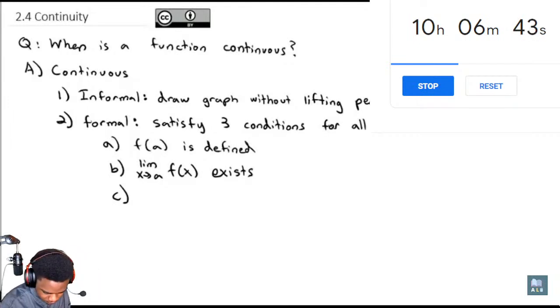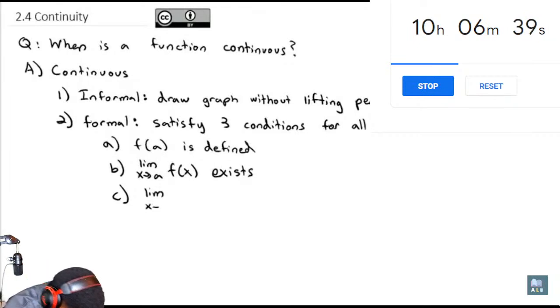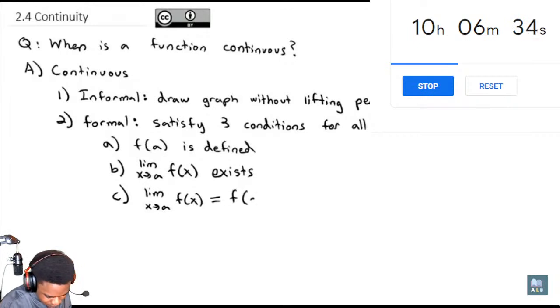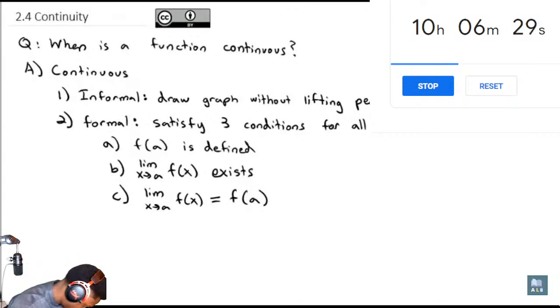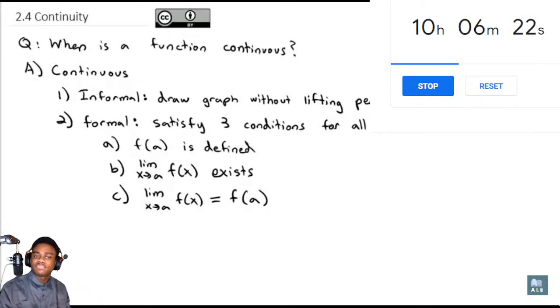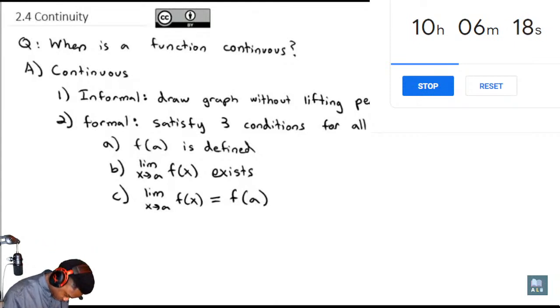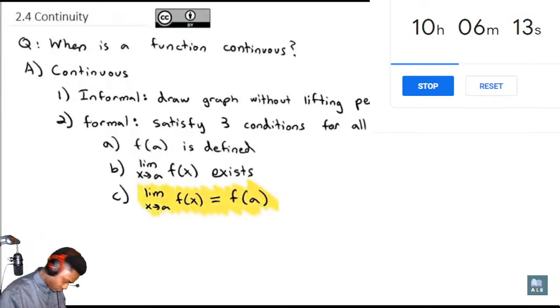But the all-important one that we probably go to check the most for continuity is that the limit as x approaches A of f of x is actually equal to whatever f of A is. In other words, we can do the direct substitution to calculate the limit because the limit is equal to the point itself. These three conditions, and specifically this last one being the most important, are what makes a function continuous.